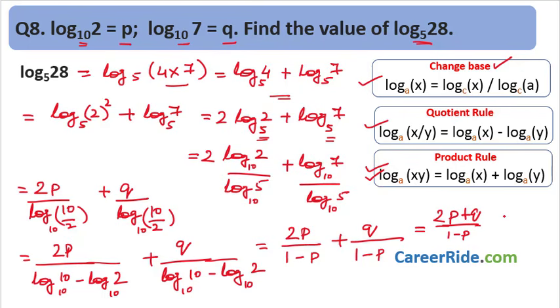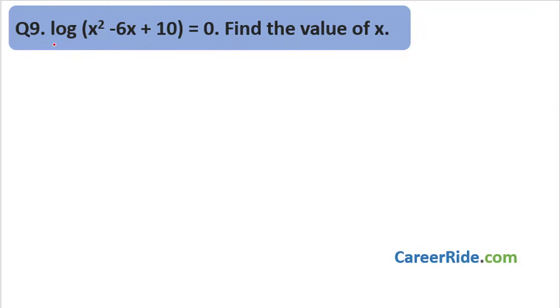If you find it difficult, I would recommend that you pause the video here and take a good look before you move on. Okay, now moving on to the next question. Question number 9. Log of x square minus 6x plus 10 is equal to 0. Now see, in this variety of question, x is replaced altogether by an expression, and it is a quadratic expression, x square minus 6x plus 10.